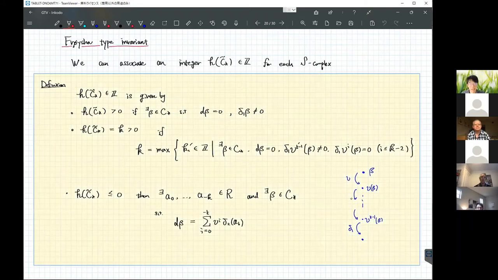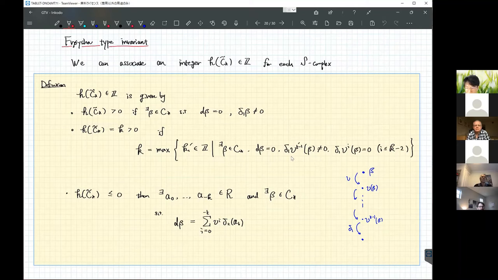And formally, we can associate an integer to each S complex. This is called the Floer type invariant. And the Floer type invariant is formally characterized as this. If h of C tilde is positive, there is a cycle with this condition. And if the Floer invariant is a positive K, then K is given by this.